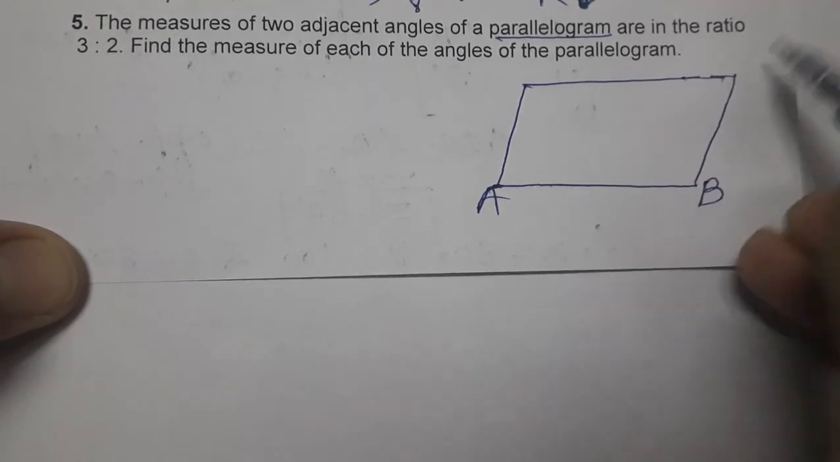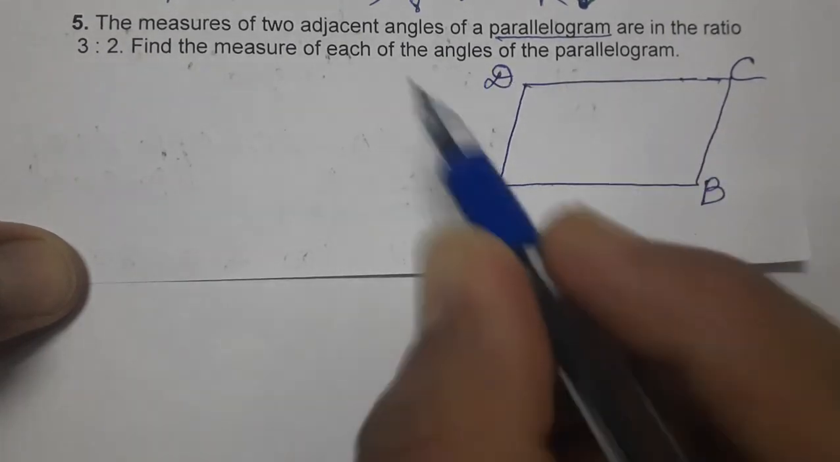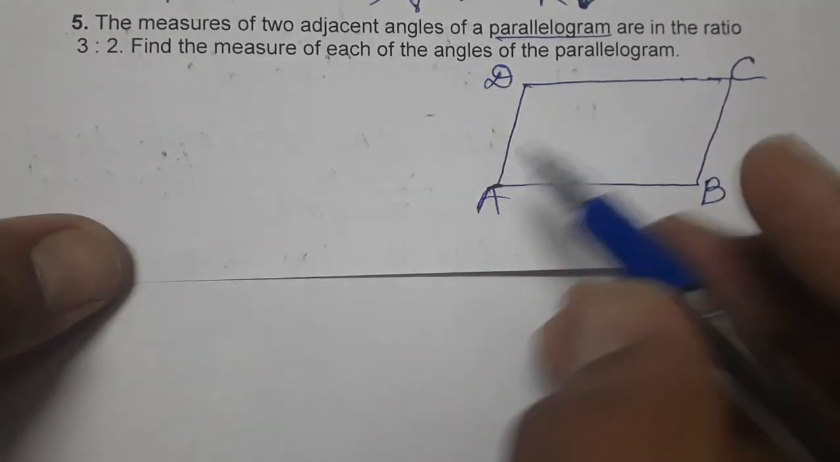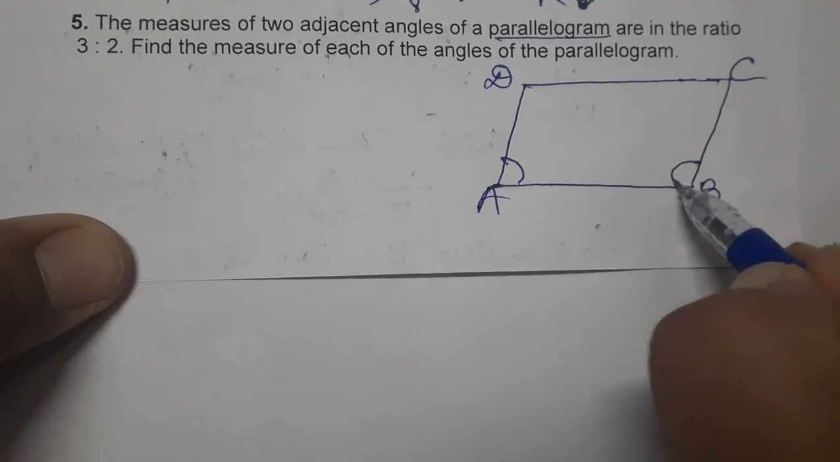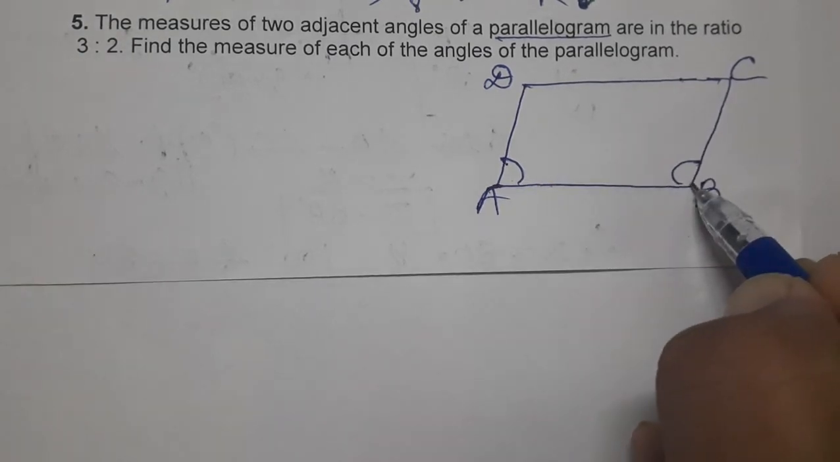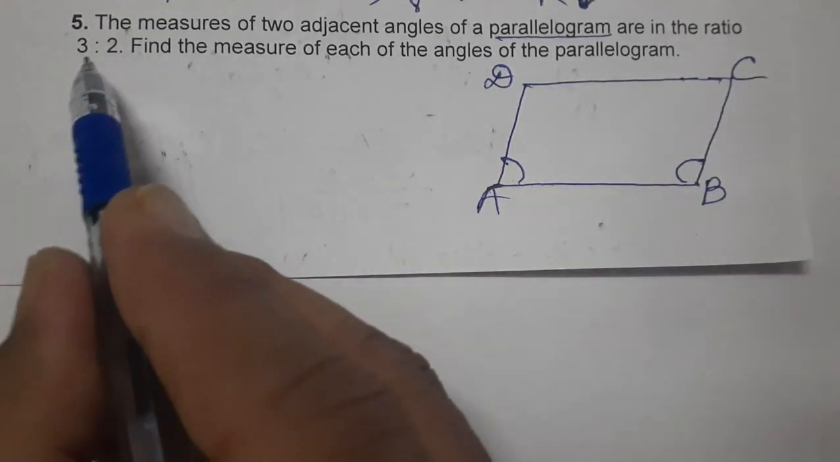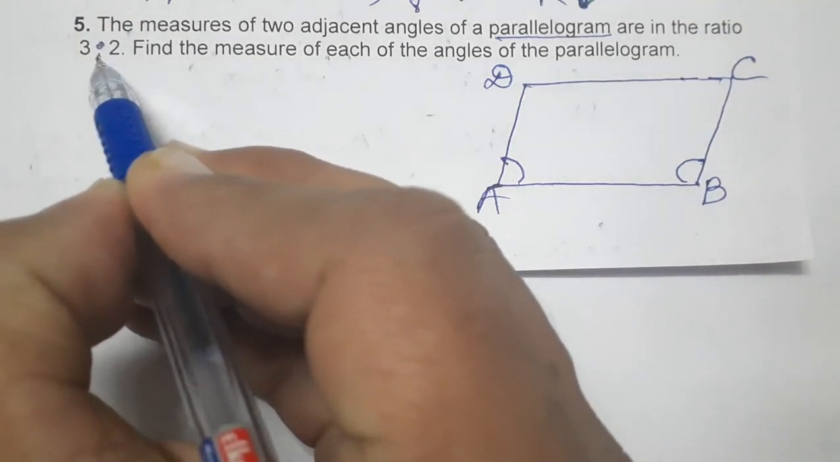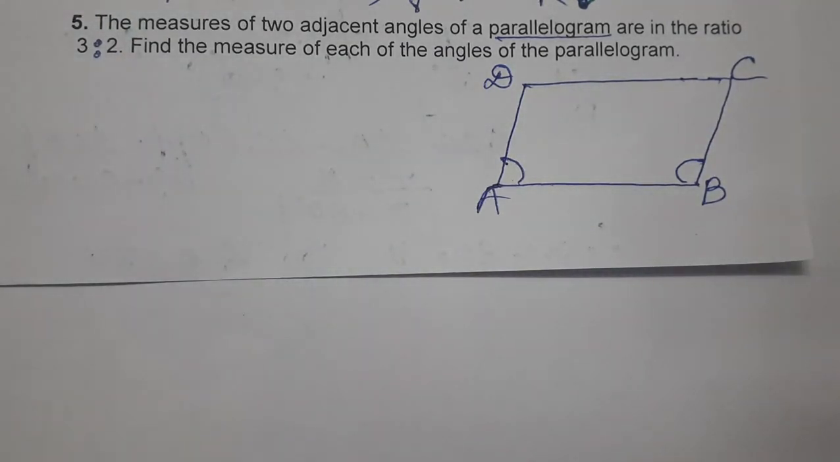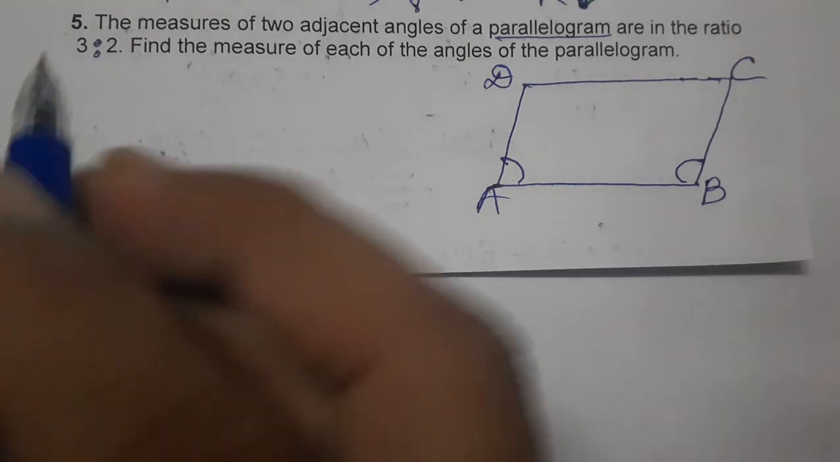Assume the parallelogram be ABCD. The measure of two adjacent angles, let these two adjacent angles be angle A and angle B, are in the ratio 3:2. So, you know that whenever a ratio comes, you have to assume the angles be 3x and 2x.